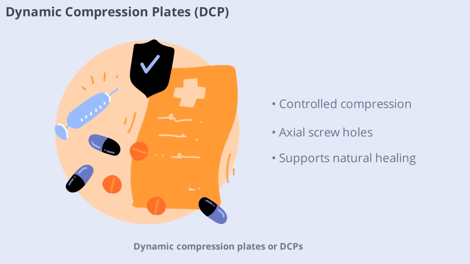Dynamic compression plates, or DCPs, are designed to allow controlled compression at the fracture site. The oval screw holes enable axial compression, which is essential for promoting bone healing. DCPs are suitable for fractures that require less rigid fixation and are commonly used in diaphyseal fractures. Their design supports the natural healing process by providing the right amount of movement and stability.